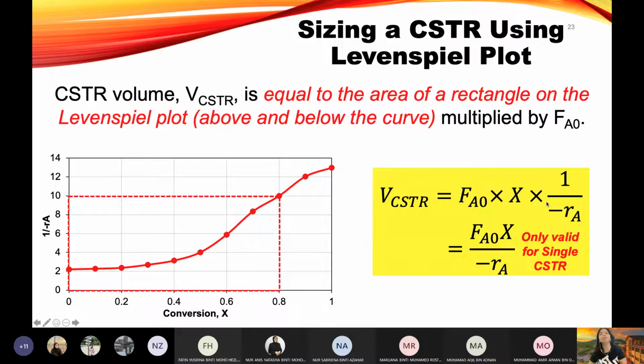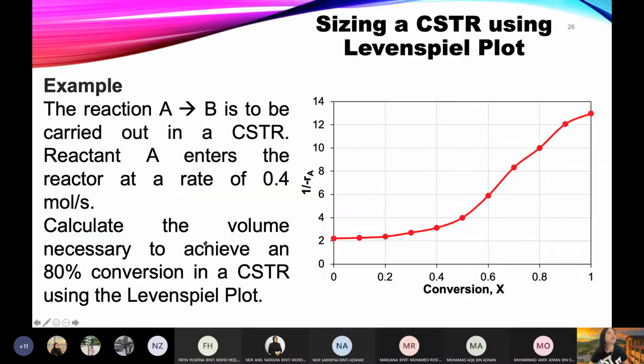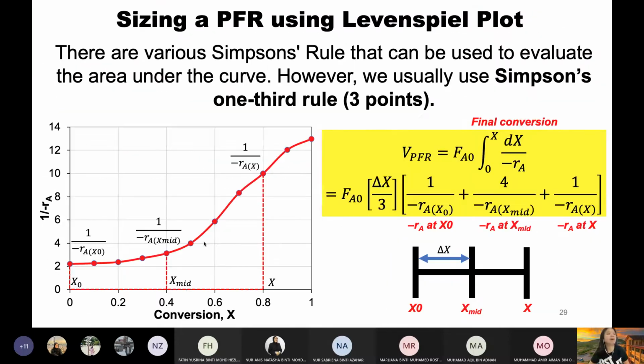Or in simpler words, in the form of a plot, the volume of the reactor, CSTR, is equivalent to the area above and below the curve, the rectangle area. So the area above and below the curve is the volume of the CSTR. On the other hand, if you are doing PFR, the volume is no longer straightforward to calculate, because the volume of the PFR, plug flow reactor, is equal to the area under the curve.